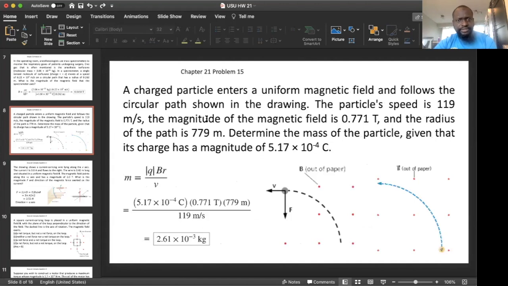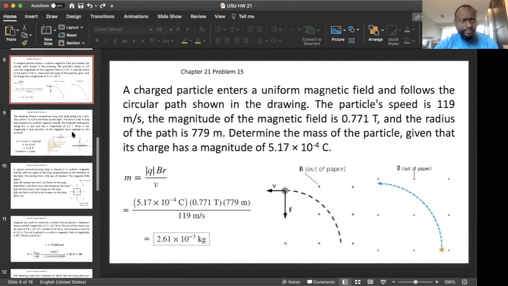Next, that's chapter 21, problem 15. A charged particle enters a uniform magnetic field and follows the circular path in the drawing. The particle's speed is 119 meters per second. The magnitude of the magnetic field is 0.771 Tesla, and the radius is given. So determine the mass. The same thing: the mass is qBr over v, just the same. They are not asking for the direction here, so we don't need to worry about this other diagram. Okay, that's chapter 21, problem 15.